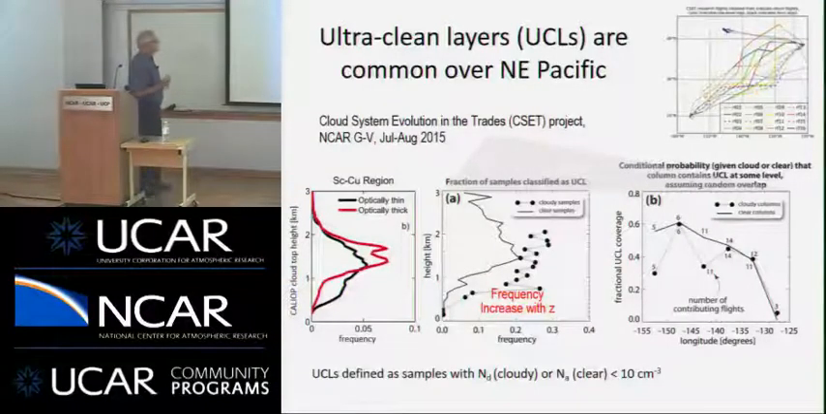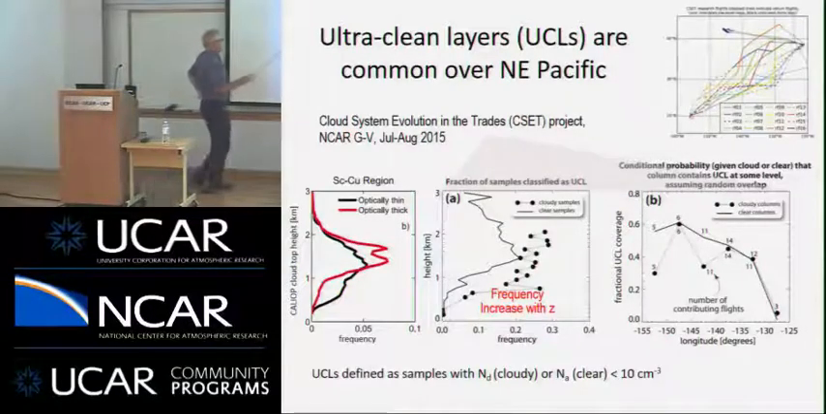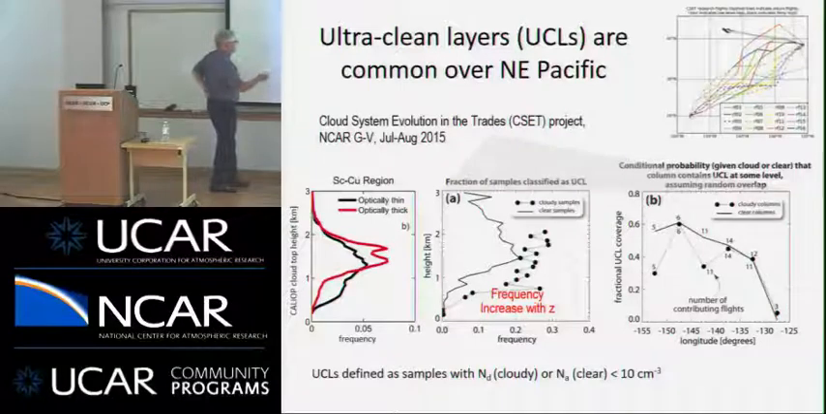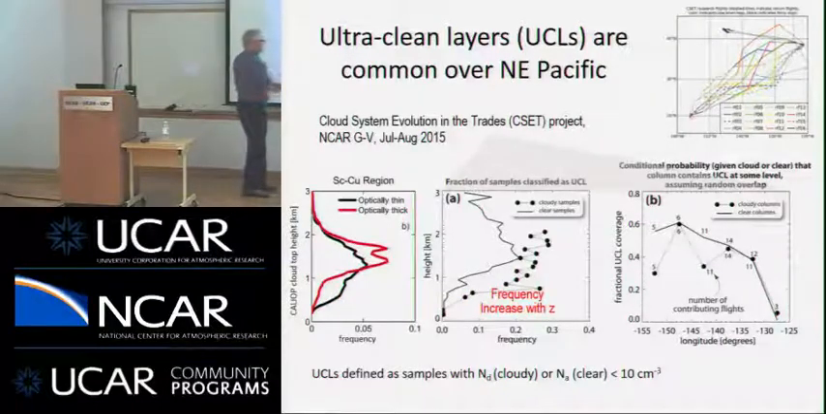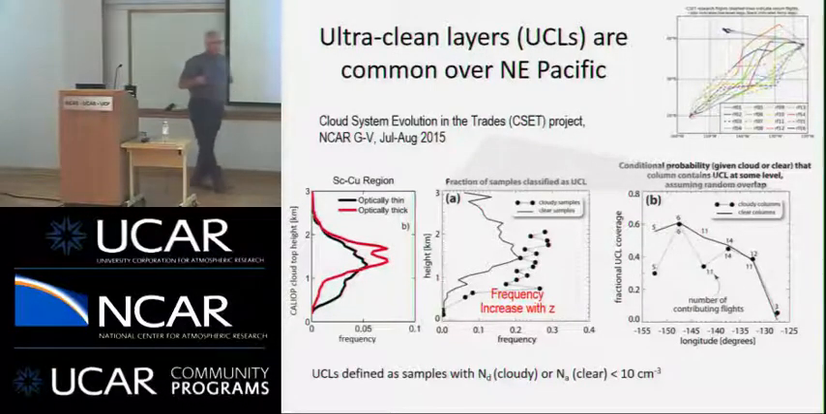Here's a slide that Rob has put together, and here's his optically thin and optically thick clouds. You can see the frequency for that. Frequency increases with height, as we see here, so cloudy and clear samples. And so this is like 20 or 30% of the fraction of samples classified as ultra clean layers in that area there. So he's going to be giving a little talk tomorrow.